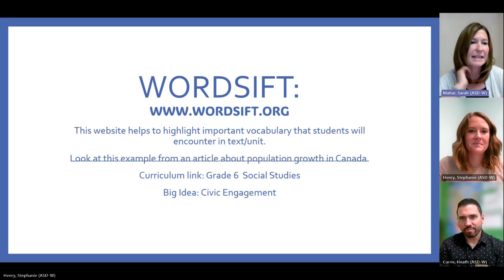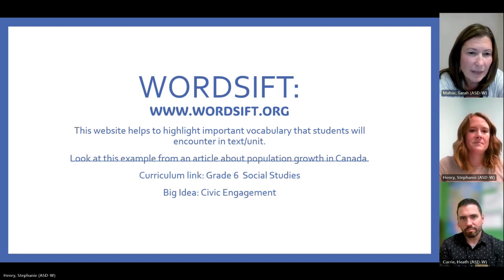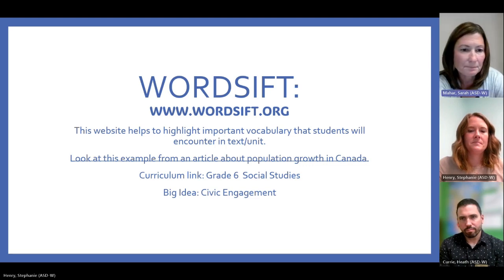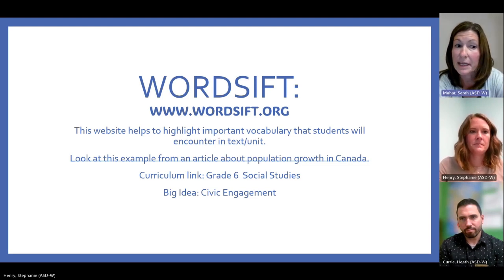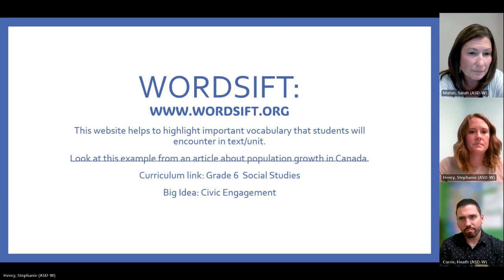So on this slide, we have WordSift. This is a website that can be used to highlight important vocabulary terms that should be previewed and taught in a particular text or unit. I looked at an example from an article, "40 Million and Counting: Canada Hits a New Population Milestone." It was taken from the What in the World current events publication. This article links to grade 6 social studies and the big idea of civic engagement.